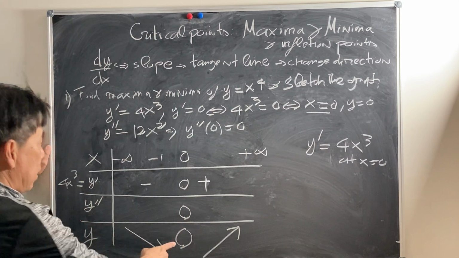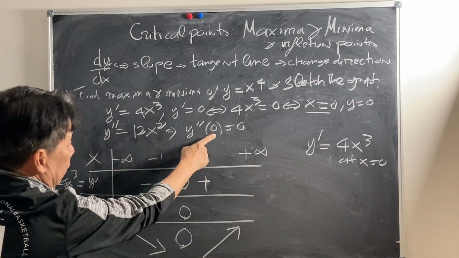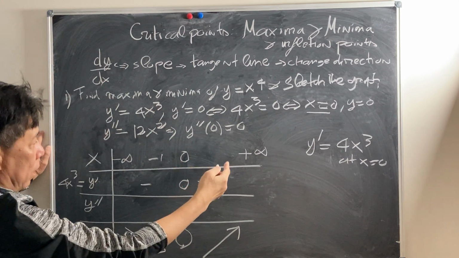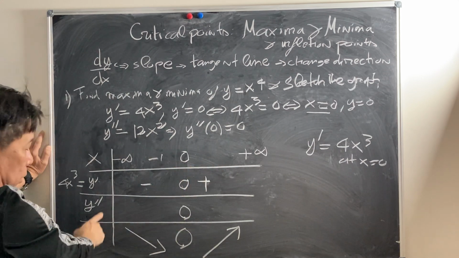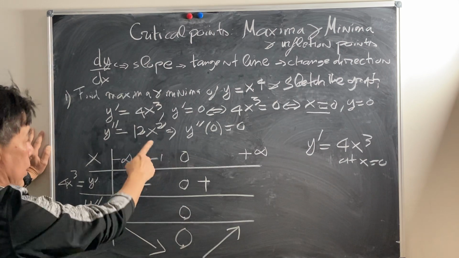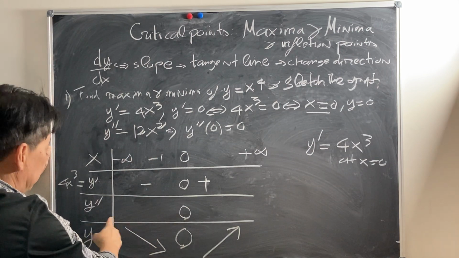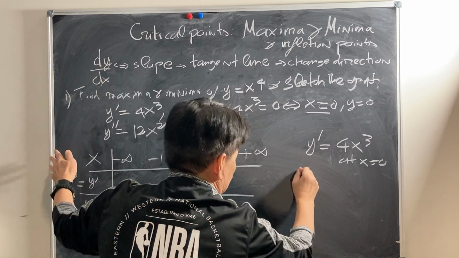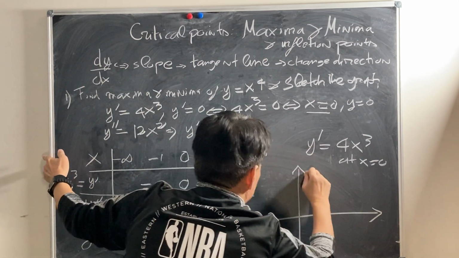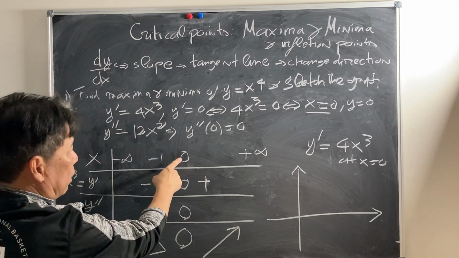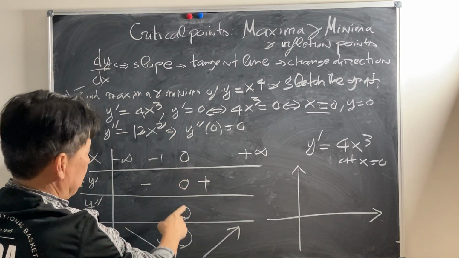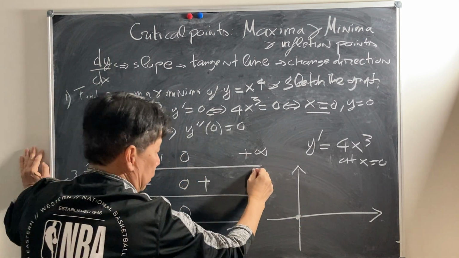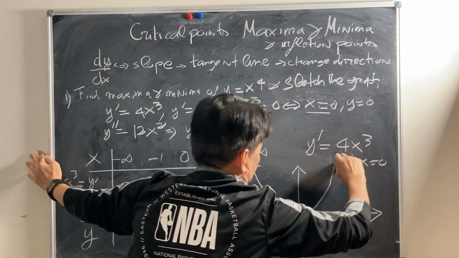Okay, so in this case, if you take the second derivative and it equals 0, you cannot determine whether that point is a maxima or minima, so you have to use the table. Also the table is very useful. You can use the table to graph the function too. Okay, let's graph the function. x equal 0, y equal 0 is right here. The function goes down and it goes up.